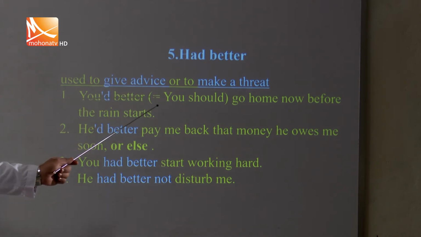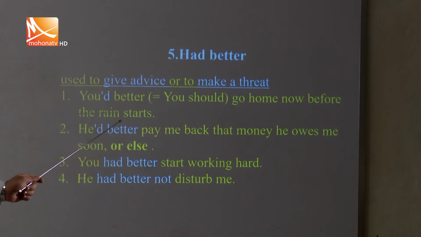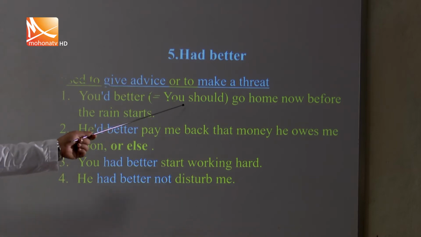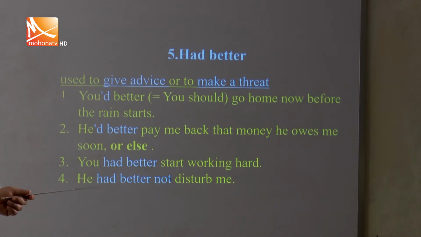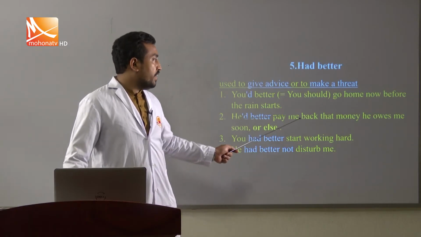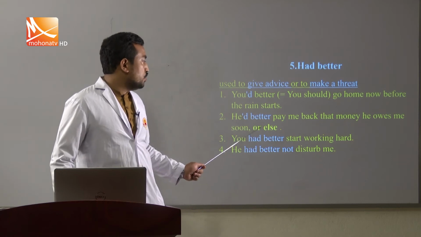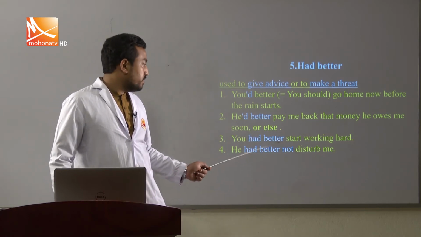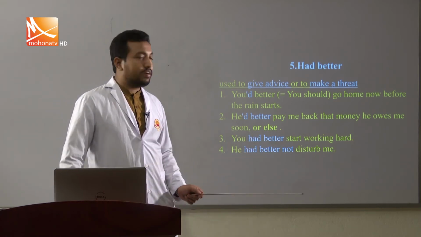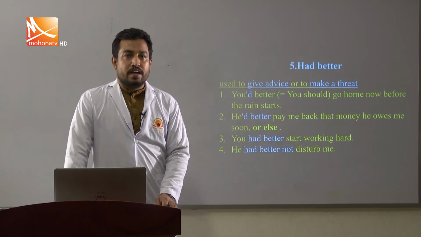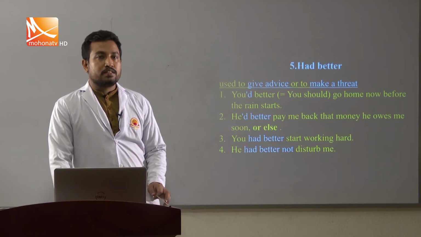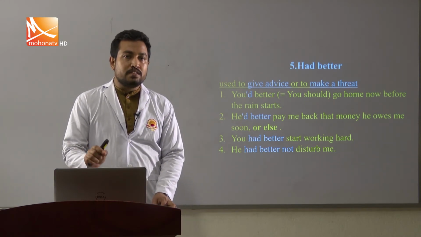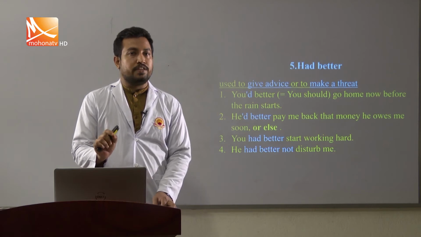Look at this. You'd better go home now before the rain starts. So, it's a kind of advice. You should go home, this meaning. So, you should go home or you had better go home. He had better pay me back that money he owes me, sooner or later, or else. This is a threat. You had better start working hard. And number 4, you had better not disturb me. So, this is a kind of advice, but within this there is also an indication of threat.